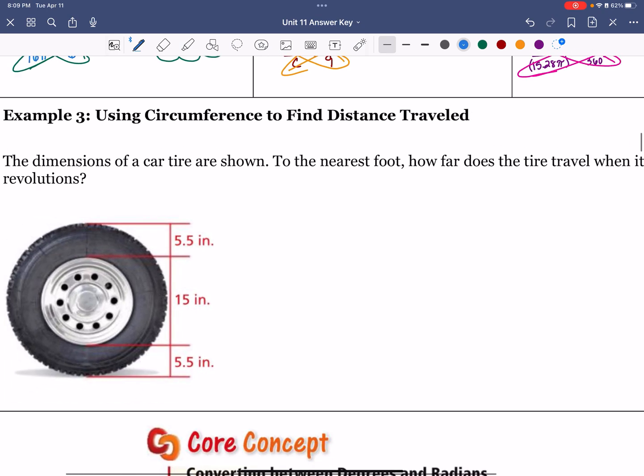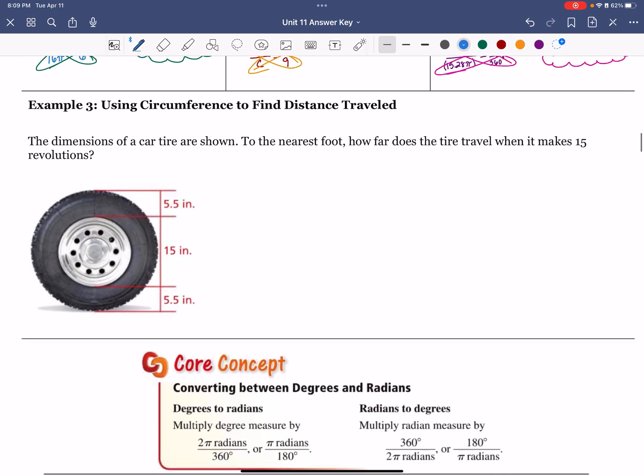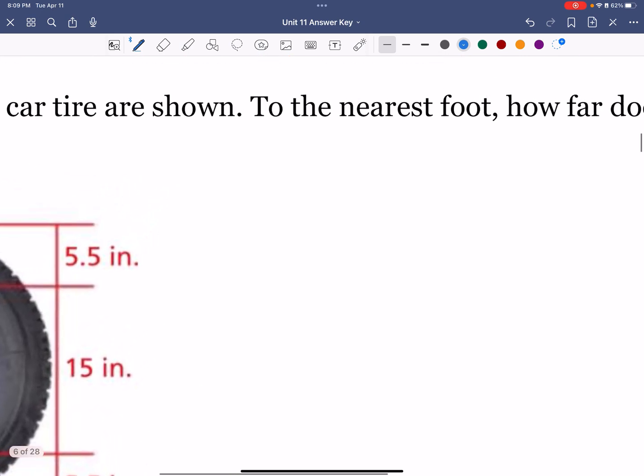To the nearest foot, we need to determine how far the tire travels when it makes 15 revolutions. This is actually one of the ways that cars track how many miles you travel, by tire rotation. That's where those little chips in the car help. And as long as the tires are correct on the car, it can accurately determine how many miles you travel.